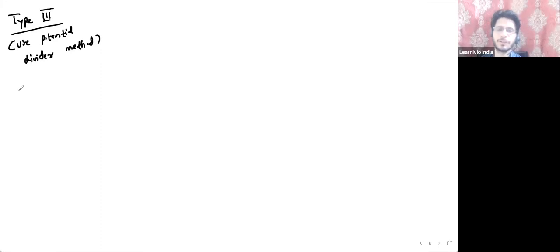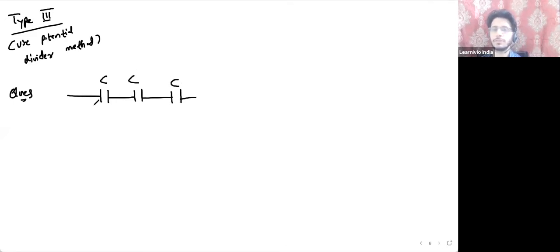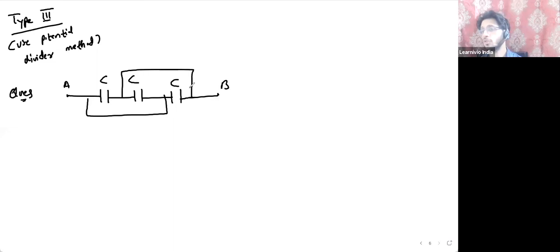See, what is potential divider method? Let's do these type of circuits with an example. I give you 3 capacitors. How are they connected? These 3? Series? And now? Can't be decided. Bridge? No, it's not yet bridge. For bridge, you always have at least 5. So it's not yet bridge.